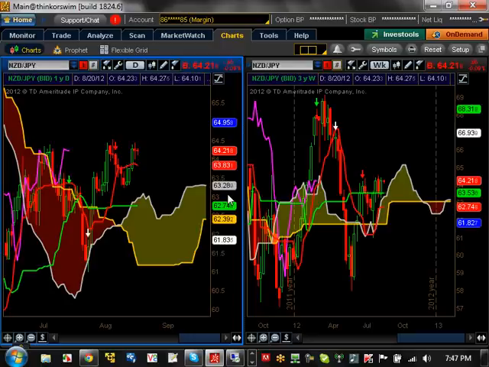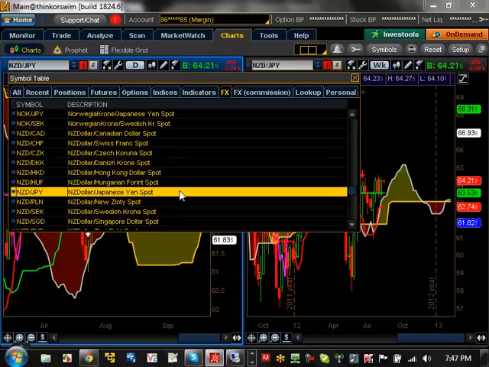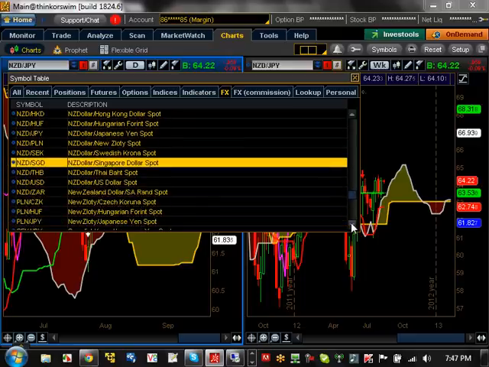New Zealand USD, really nothing going on right now. It's at a minor resistance level, which is at 64.50. Major support is going to be around 63.53 moving forward. And we're going to keep on going.